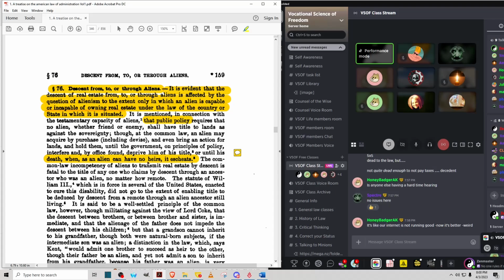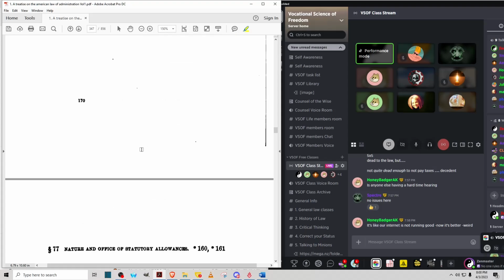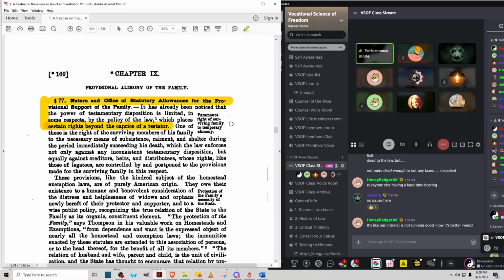So again, or until his death, or when the alien has no heirs, it escheats. So it goes back to the people, basically. Okay. All right, so then we're going to skip down a little bit here to section 77, nature and office of statutory allowances for provisional support of the family. This is the aspect of alimony and family, or the things like dower and things of that kind.